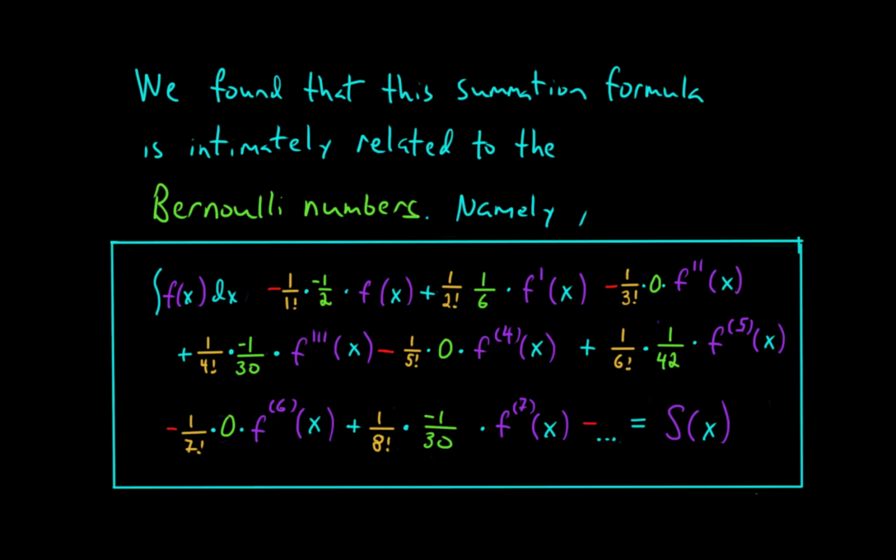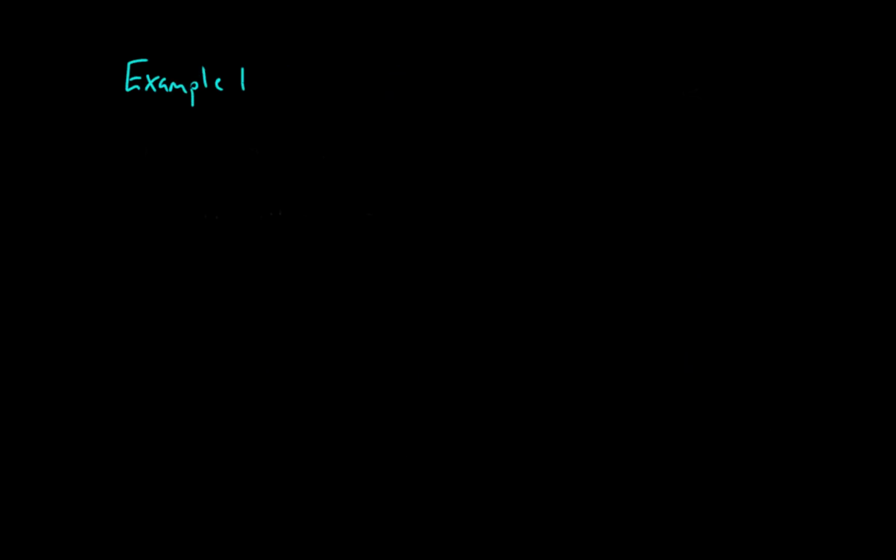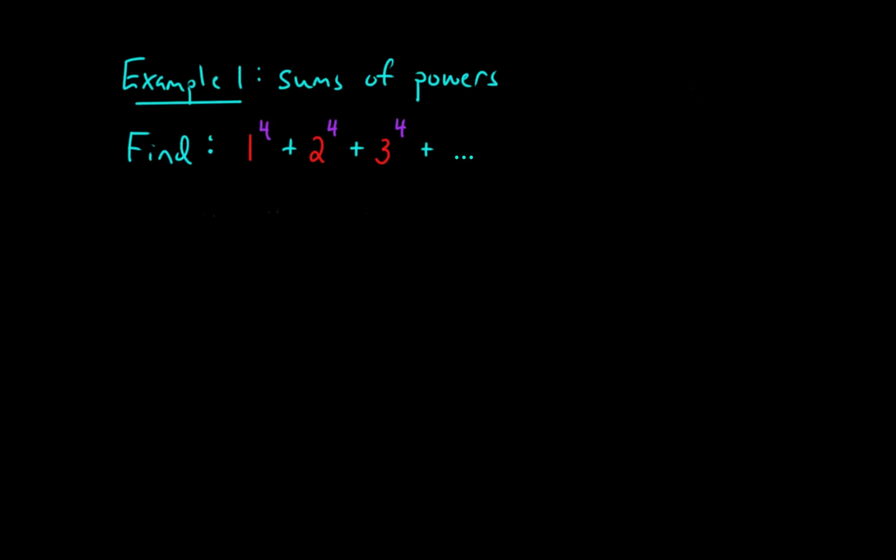Well, we've done a lot of work to derive this formula, and it's time to test it out. And the first example that I want to give you to show how the Euler-Maclaurin summation formula works is to apply it to the question of sums of powers. So we want to find 1 to the 4th plus 2 to the 4th plus 3 to the 4th power plus some succession of integers raised to the 4th power, plus ultimately some integer x to the 4th, which will be of our choosing. So let's do that.